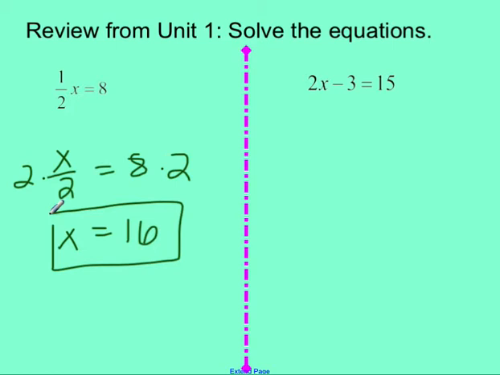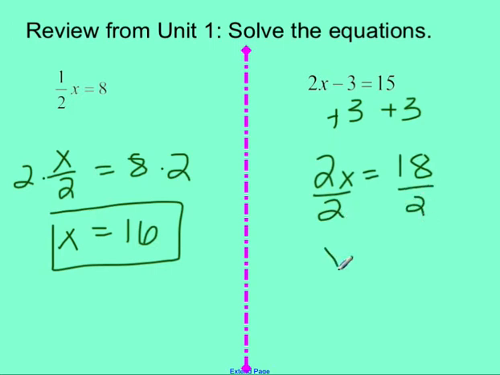Let's go ahead and solve this equation. Well, this 3 is being subtracted, so I need to add to both sides. So then I get 2x is equal to 15 plus 3, which is 18. And then I'm going to divide both sides by 2, and I get that x is equal to 9. So x is equal to 9.